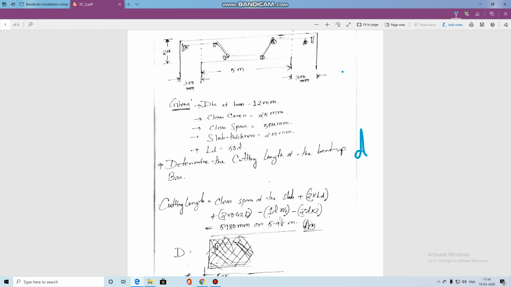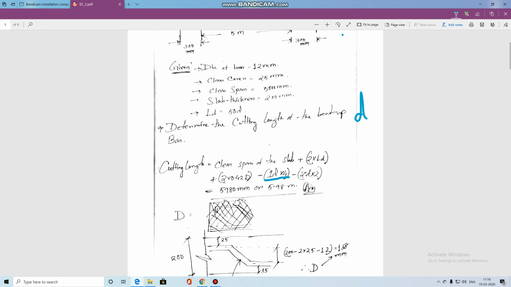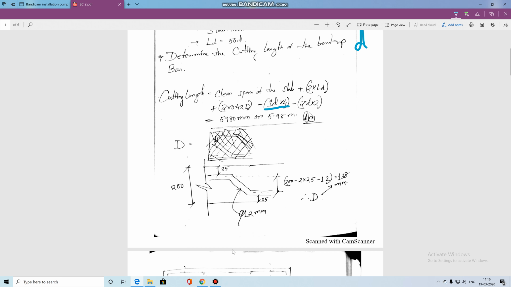For 45 degree bend, look here, this is 45 degree, this is 45 degree, here also 45 and here also 45. So each 45 degree bend I have to deduct 1 D. So here it is 1 D into 4. And for 90 degree, look here, here is a 90 degree bend, here is also a 90 degree bend. So for 90 degree bend I have to deduct 2 D into 2. So the ultimate solution you will get is 5.98 meter.